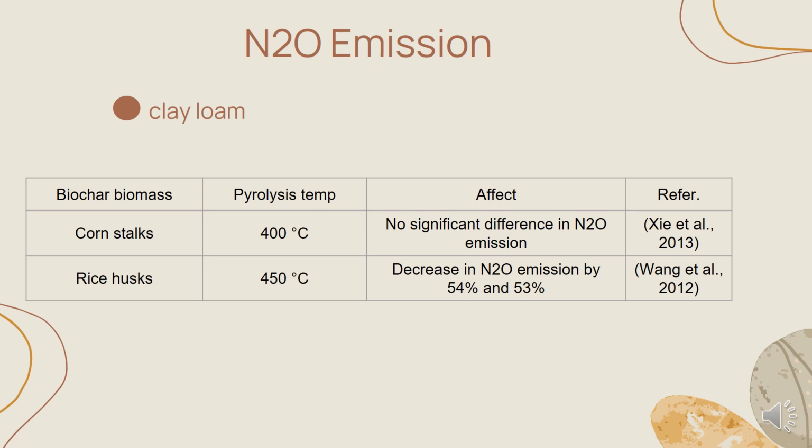There is no significant difference in the nitrous oxide emissions after applying biochar of corn stalk at pyrolysis temperature 400 Celsius. However, there is a significant reduction in the nitrous oxide emissions from the soil after applying rice husk biochar at pyrolysis temperature 450. And to explain that, let's move to the next slide.